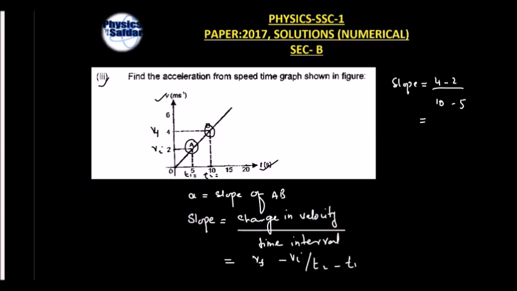4 minus 2 gives 2 and 10 minus 5 we can write 5. 2 by 5 gives us 0.4. So that is the slope we calculated here, and we have written in the beginning acceleration is equal to the slope of line AB, and here the slope we calculated is 0.4. Because you calculated acceleration, you will write your final answer with the proper unit, that is meter per second square.